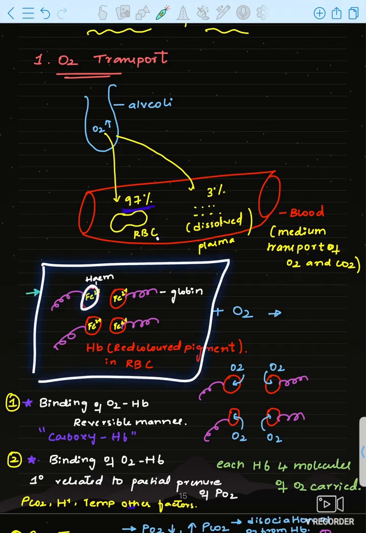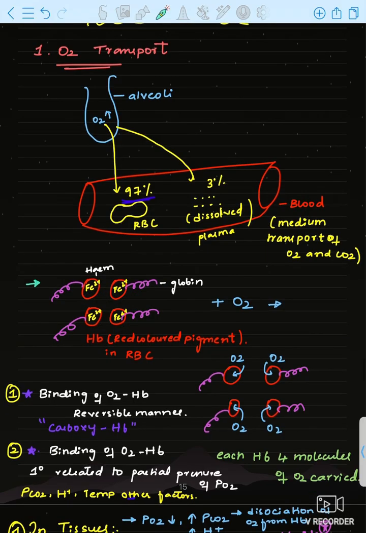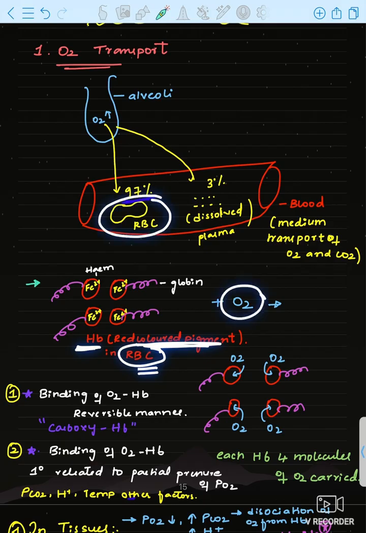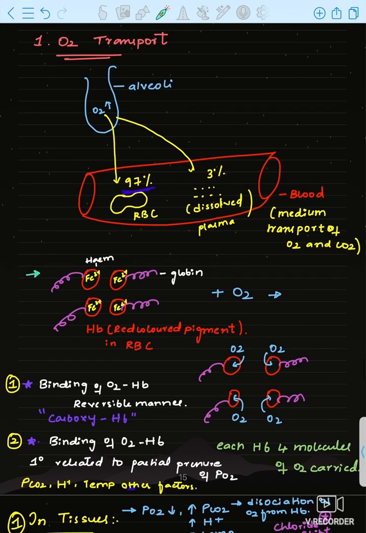Hemoglobin has 4 heme parts and 4 globulin chains. This is heme, this is globulin chain. Inside heme there will be a Fe2+ iron molecule. This is hemoglobin, the red colored pigment present in RBC. Now oxygen will be attached to the RBC. Where specifically will oxygen be attached? In the hemoglobin molecule, in the heme part of the hemoglobin.